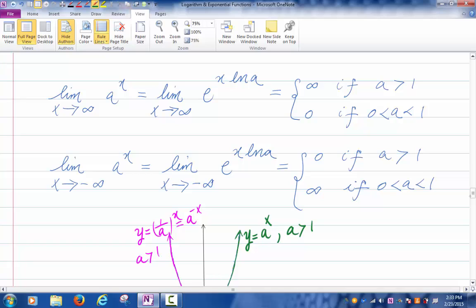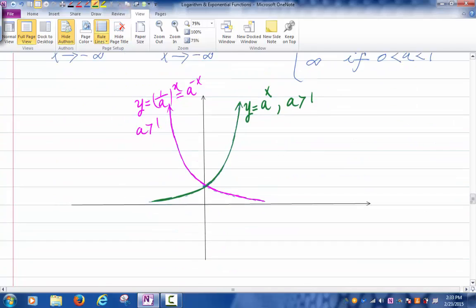Knowing the limits, knowing the derivatives, we know the concavity, the increasing and decreasing behavior, and I can write down the shape of the graph of a to the x. What's the graph of a to the x when a is larger than 1? The green curve: concave up, increasing at infinity, going to 0 at negative infinity, right? Concave up. What else do I know?